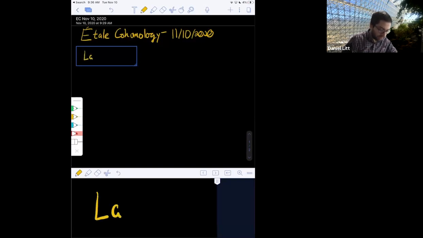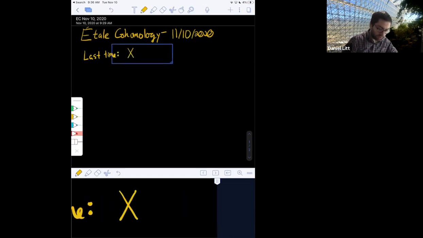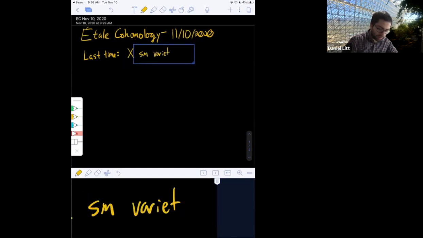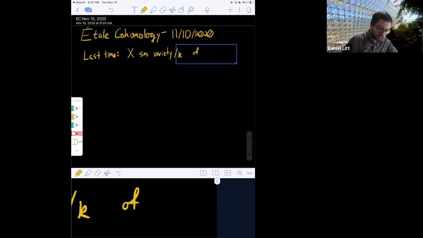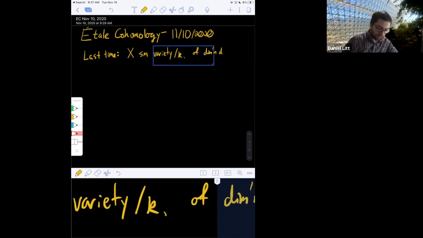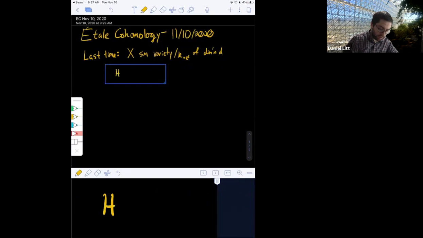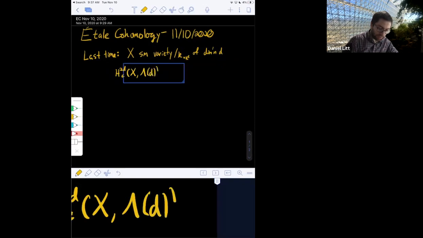Welcome everyone. So last time we began the discussion of Poincaré duality, and I sketched the construction if X is a smooth variety over a field K of dimension D. Sorry, here K is separably closed. Then I sketched a construction between H^{2D} with compact support of X with coefficients in Λ(D). I'll say in a second what Λ is.